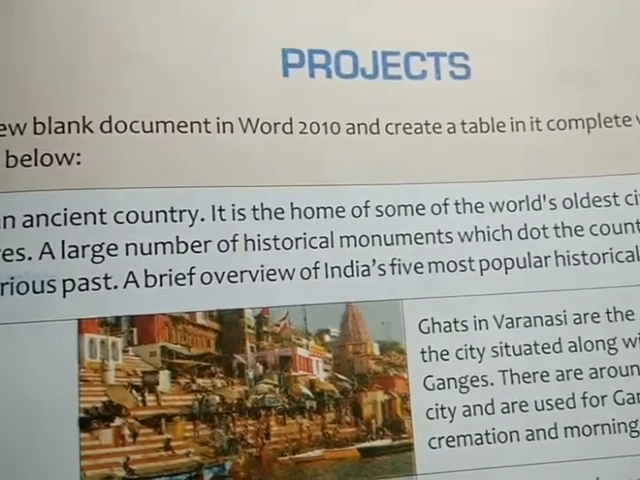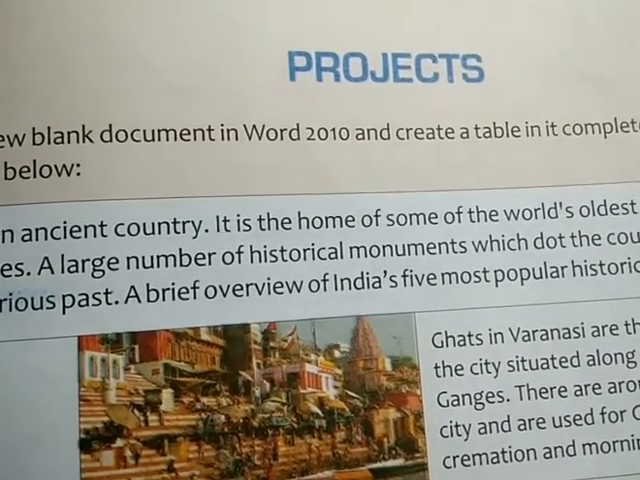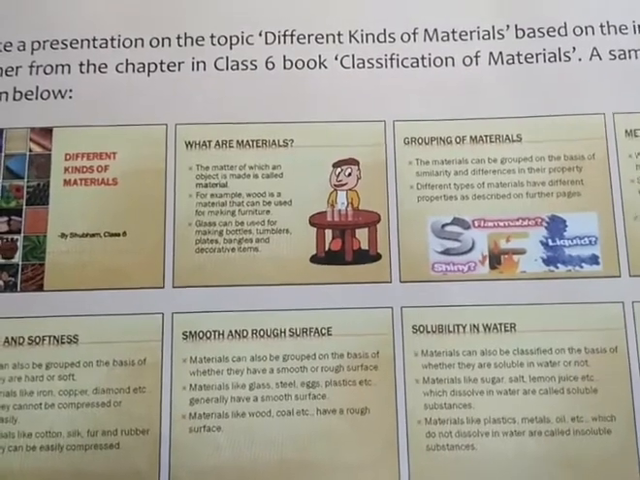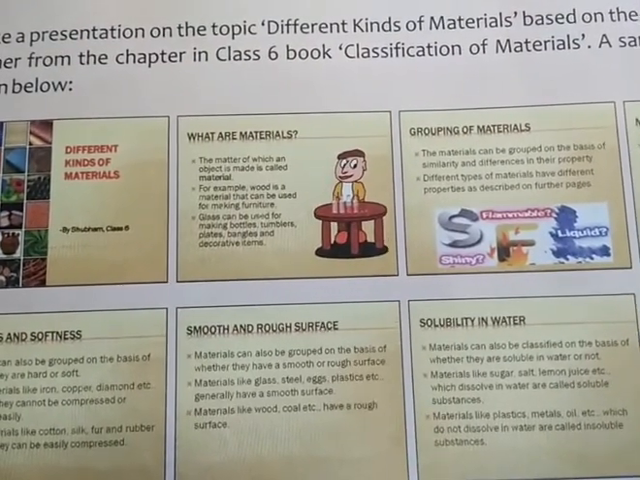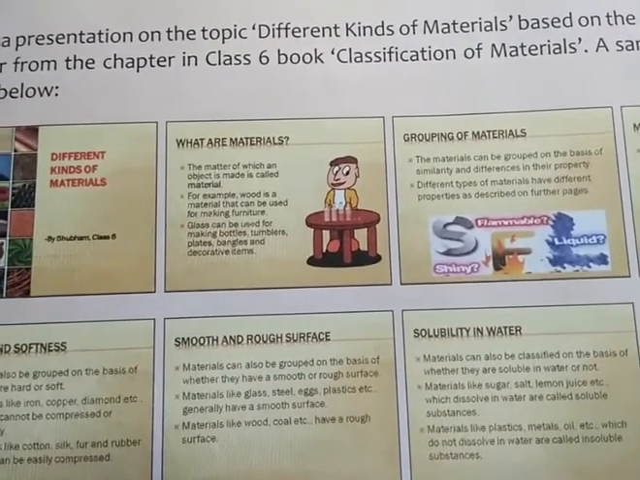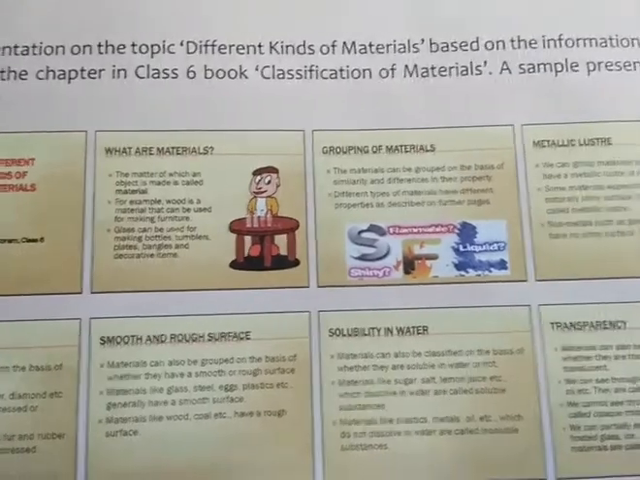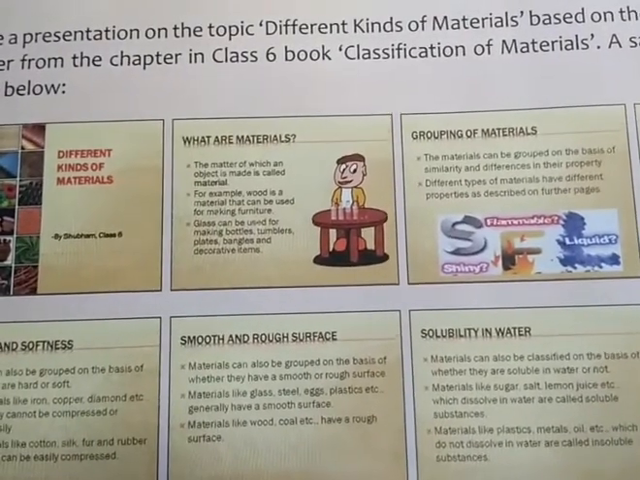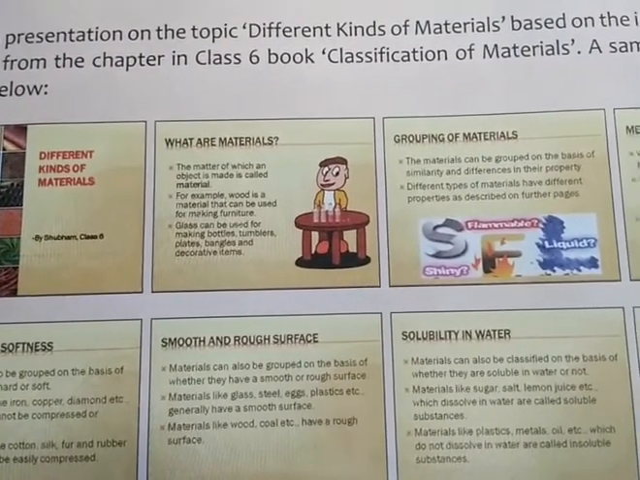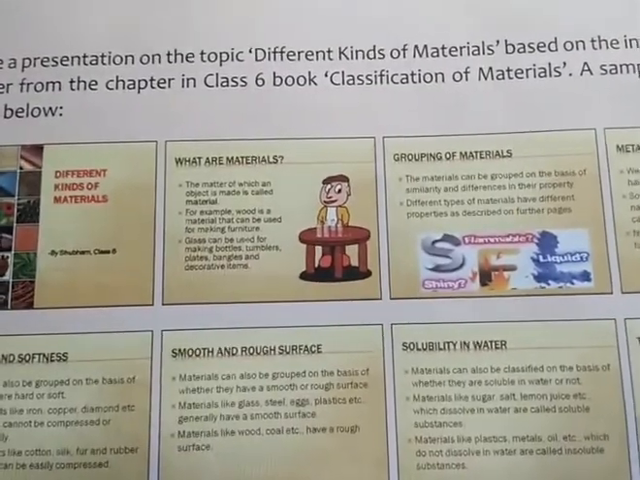Now students, class 6, open your project report page number 155 and 156. So look at question number 3. Number 3 is your project report. Make a presentation on the topic different kinds of material based on the information you can gather from the chapter in class 6 book, classification of material. A sample presentation is given below.